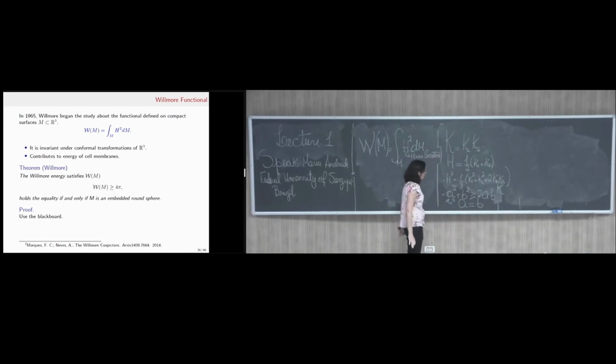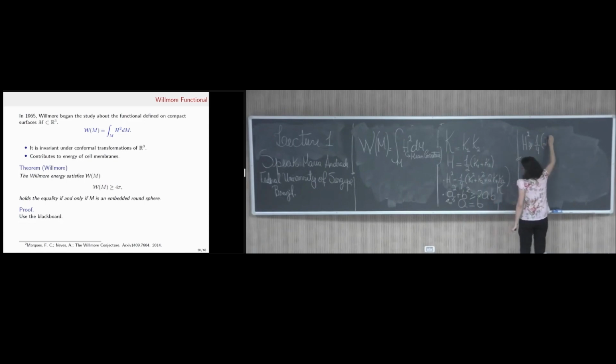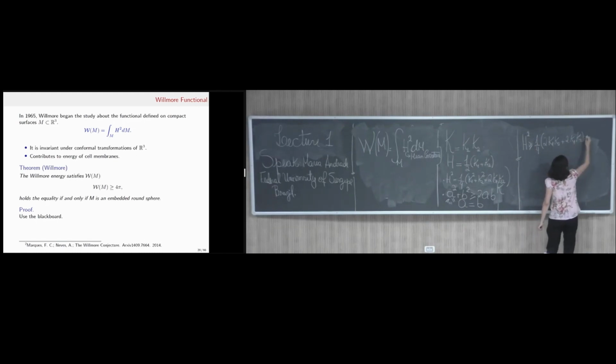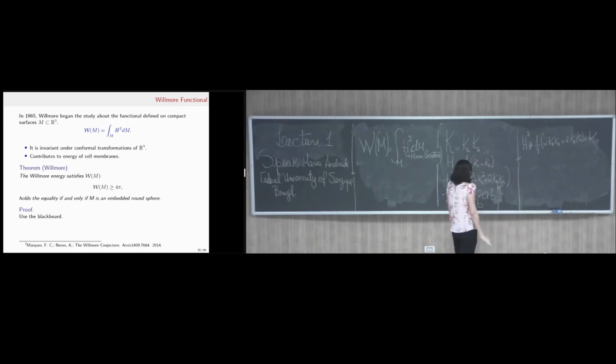Remember that, okay? So now you can consider, by this fact here, you can use this inequality. So you have that, in fact, this is bigger or equal to 2 kappa 1 kappa 2 plus 2 kappa 1 kappa 2. And so these are the Gaussian curvature. Okay? This is very simple to show.